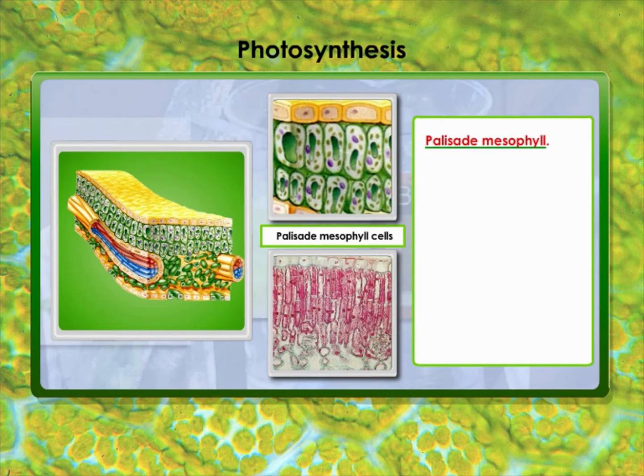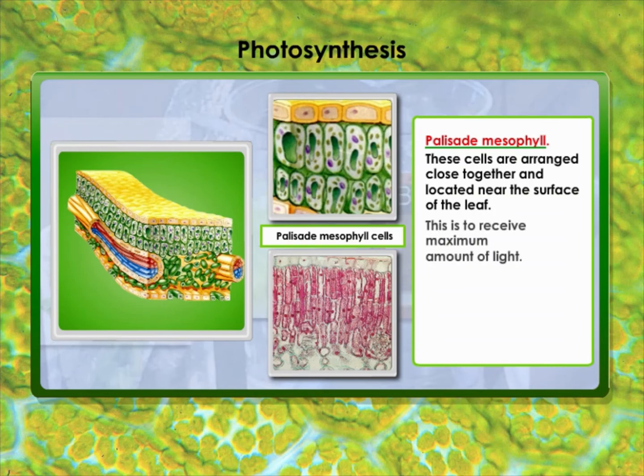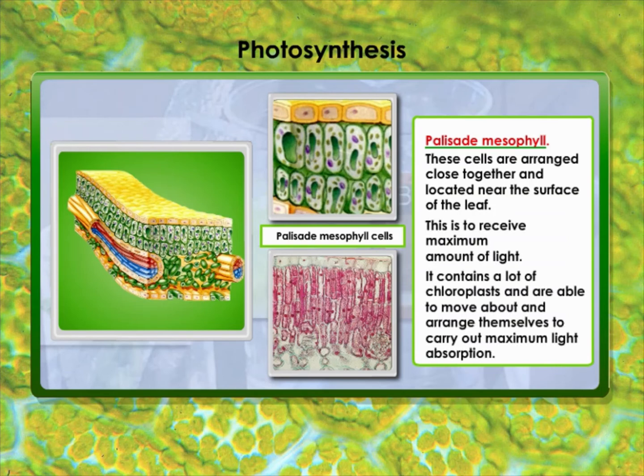Palisade mesophyll. These cells are arranged close together and located near the surface of the leaf. This is to receive the maximum amount of light. It contains a lot of chloroplasts and they are able to move about and arrange themselves to carry out maximum light absorption.